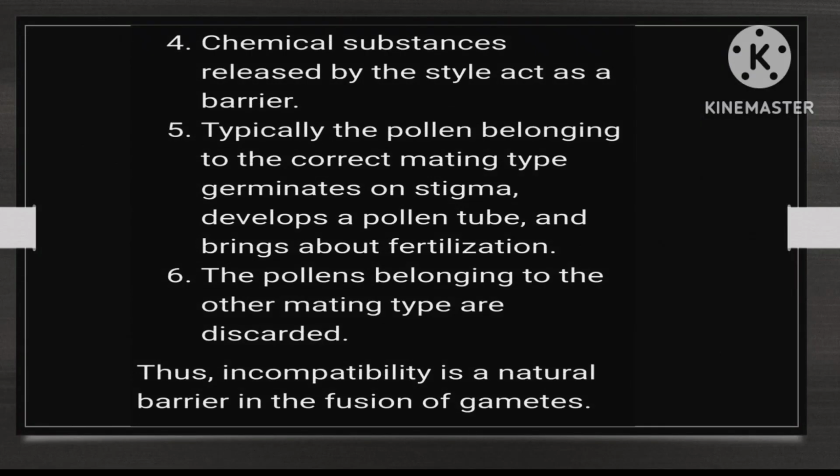Fourth, chemical substances released by style act as a barrier. Fifth, typically the pollen belonging to correct mating type germinates on stigma, develops a pollen tube and brings about fertilization. Sixth, the pollen belonging to the other mating type are discarded. Thus, incompatibility is a natural barrier in fusion of gametes.